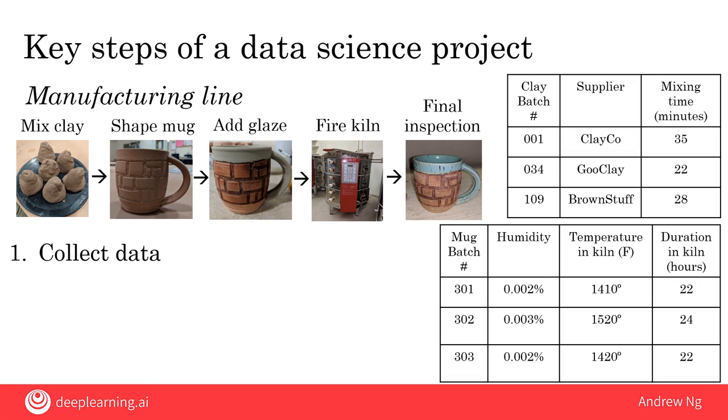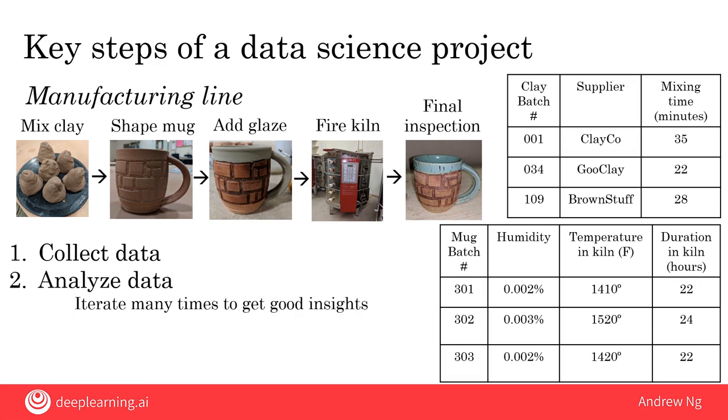Given all this data, you would then ask the data science team to analyze the data, and they would, as before, iterate many times to get good insights. And so they might find out, for example, that whenever the humidity is too low and the kiln temperature is too hot, that it cracks the mug, or they may find out that because it's warmer in the afternoon, that you need to adjust the humidity and temperature depending on the time of day.